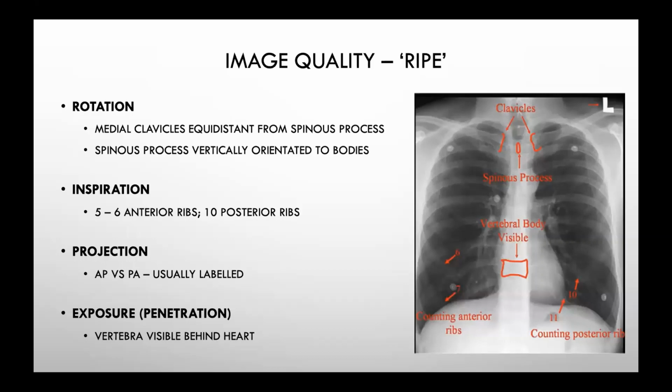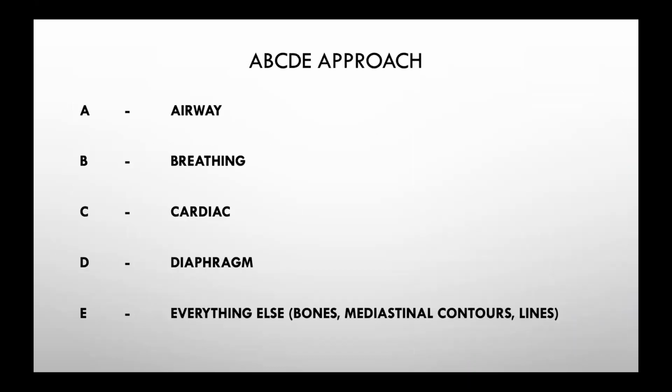So the chest X-ray on this slide is really nicely taken. You can see very clearly all the vertebra behind the heart. The structure to my chest X-ray interpretation is A, B, C, D, E, as with everything else. So airway, breathing, cardiac, diaphragm, and then kind of the basket for the remaining things to look for, everything else. And we'll get right into it.